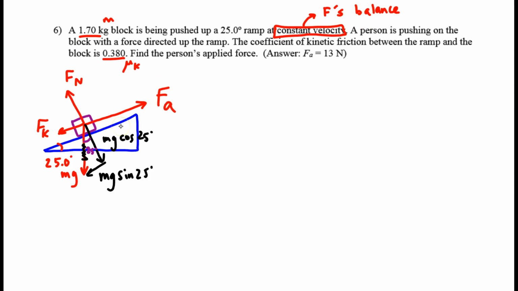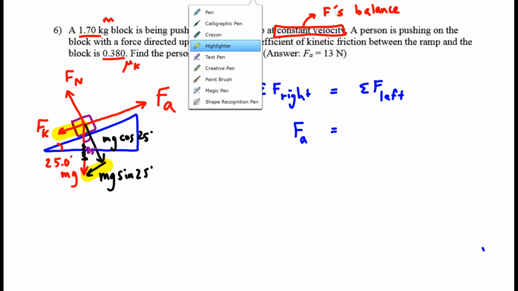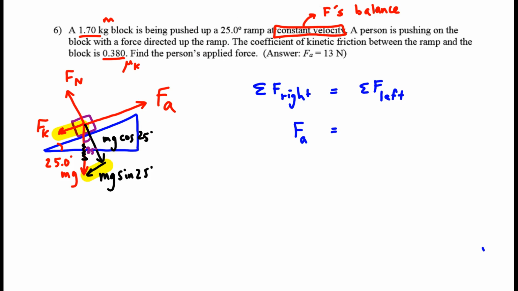Well, let me see what equation I could write that contains Fa. If the forces balance, then the sum of the right pointing forces has to equal the sum of the leftward pointing forces. Which forces point right in my picture? Just Fa. Which forces point left in the picture? Well, there's Fk, and then there's also mg sine theta. So let me add those up on the other side. We've got Fk plus mg sine theta.